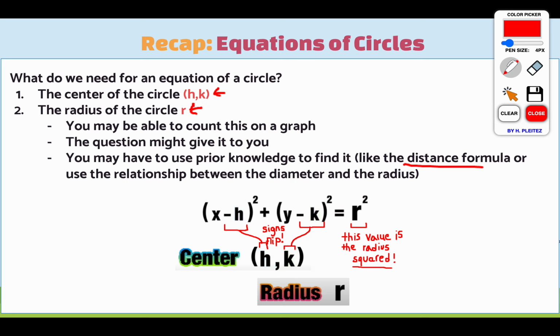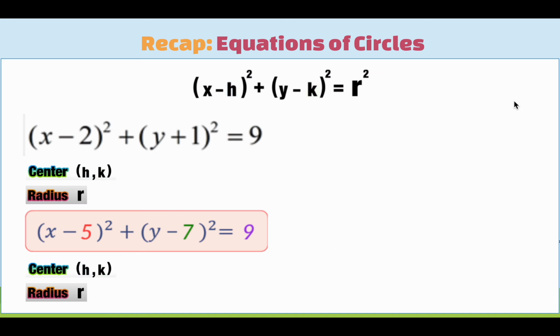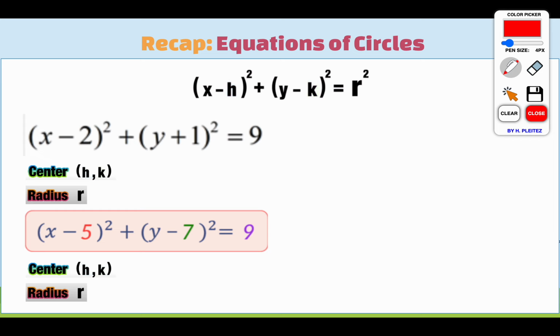Now, two big things to remember. The signs of your center flip in the equation, and we'll go over that quickly with two examples. But also remember that this value on the right side of the equal sign is the value of the radius squared. So don't forget, you have to take the square root of this to figure out what your radius actually is.